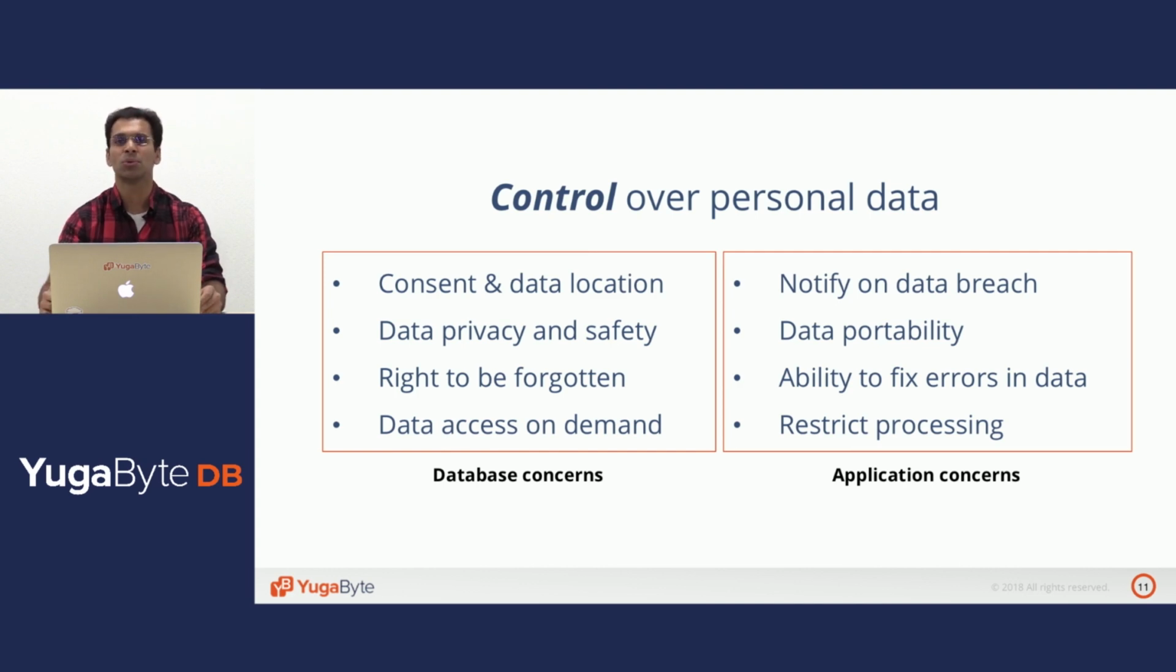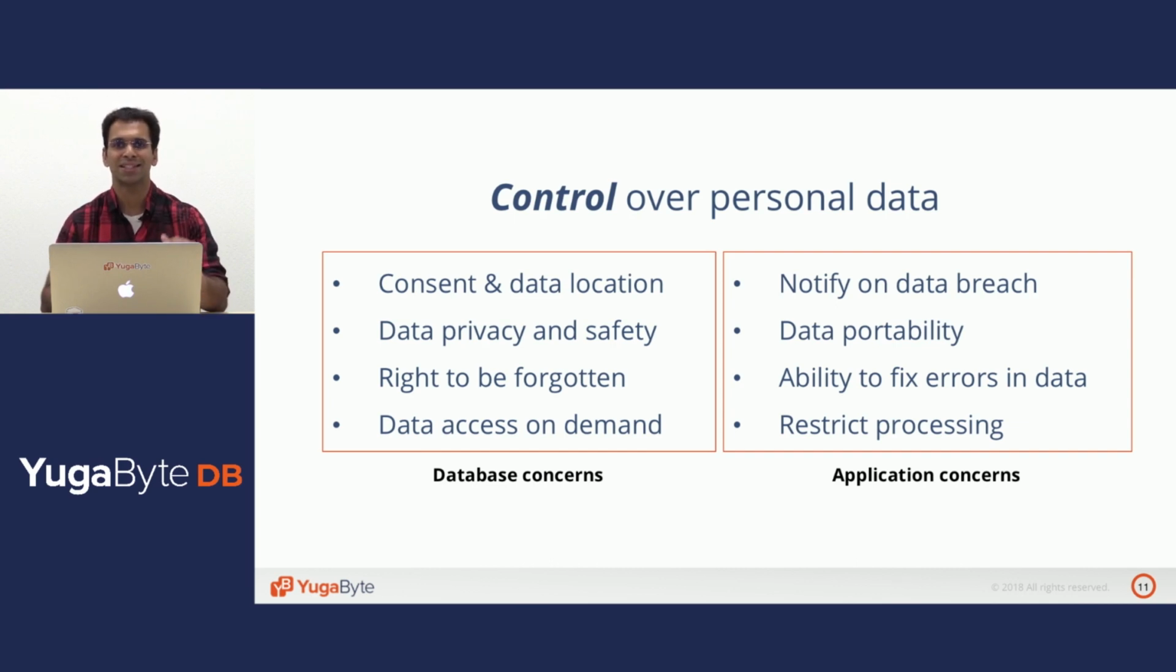A user may come to you and say, hey, some piece of data you have about me is no longer correct or was incorrect always, and they would want it fixed. So you should be able to fix errors in data. And finally, you should be able to tell them what you're using the data for and restrict it. If they say, I don't want you to use it for all the purposes you're using it for, could you please stop using it for some things? You should be able to do that. So all of this relates to application concerns.